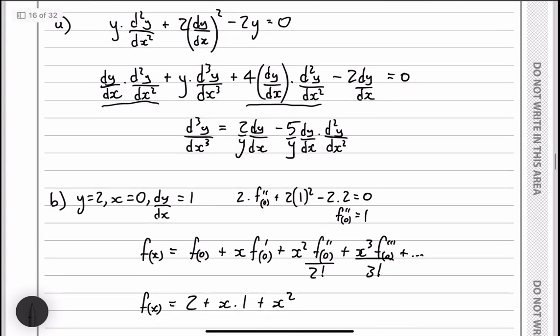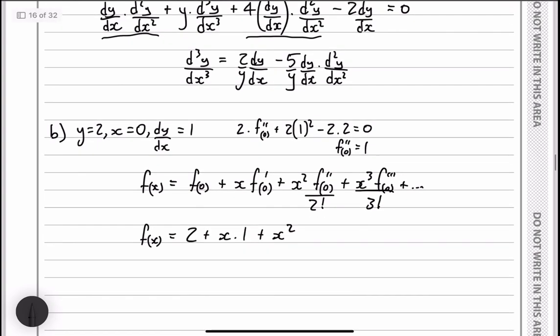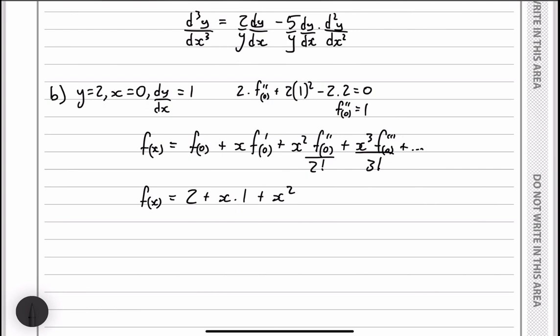And then we're also going to need the third derivative, which is what we found at the top of the screen here, using the information we've got so far. So the third derivative is equal to 2 over y, which is 2, times the first derivative, a 1, minus 5 over y times the first derivative times the second derivative squared. So that's 2 over 2 minus 5 over 2 minus 3 over 2.